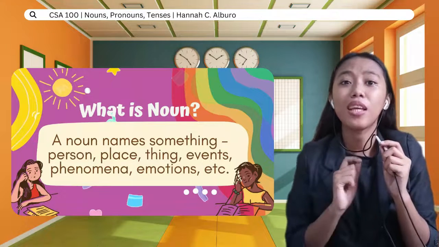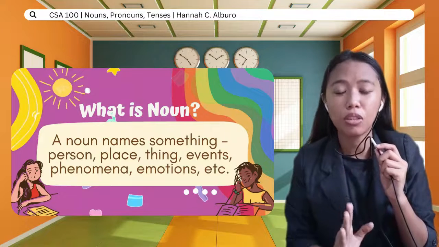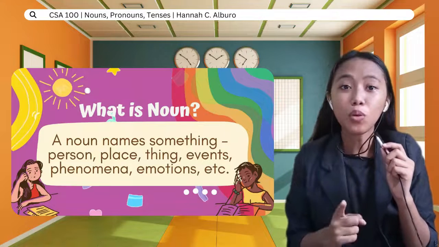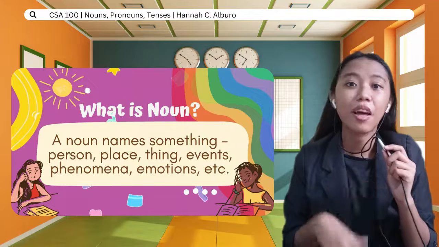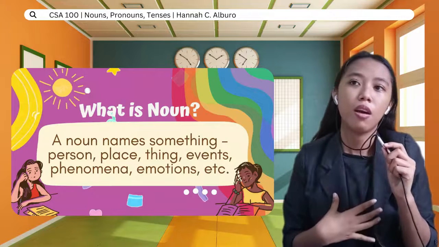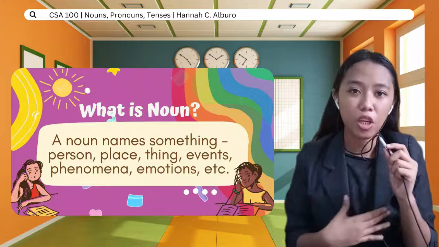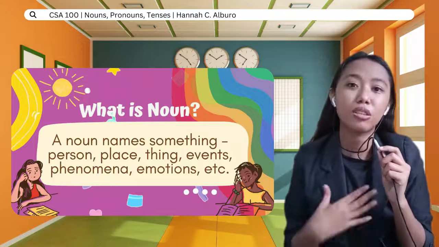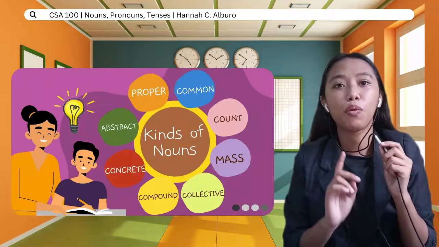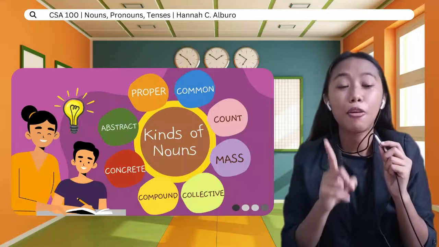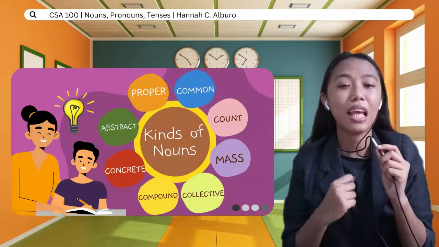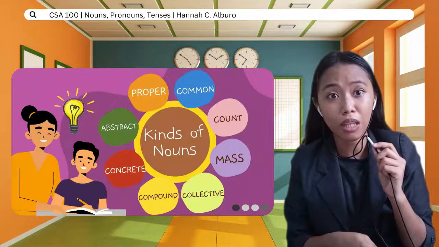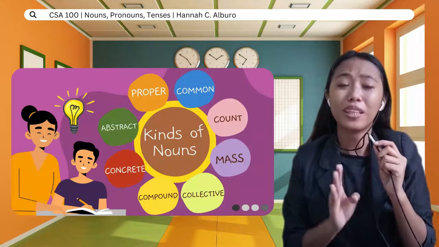So there are actually 8 kinds of nouns. You might think that there are a lot of them, but don't worry because I will only be discussing them very briefly because our subject is general education, not linguistics, which deals with the deeper study of the English language itself. Okay, so for the 8 kinds of nouns, we have the proper nouns, then the common nouns, the count nouns or the countable nouns, then the mass nouns or uncountable nouns, collective, then compound, concrete, and abstract.